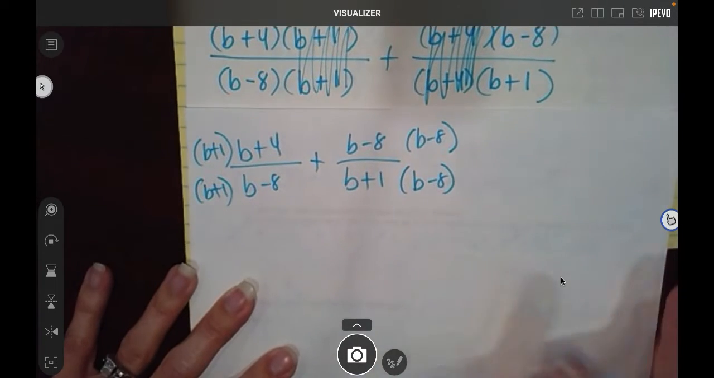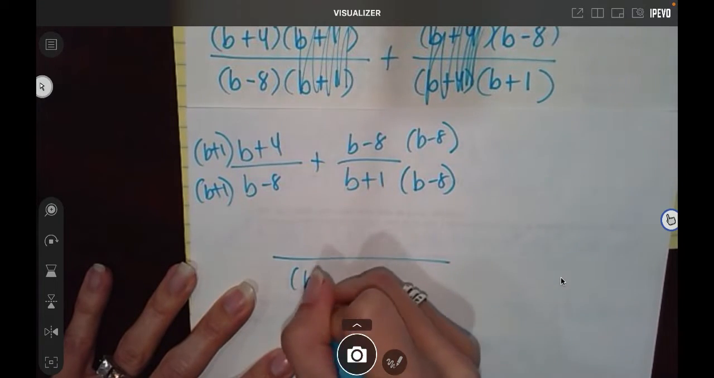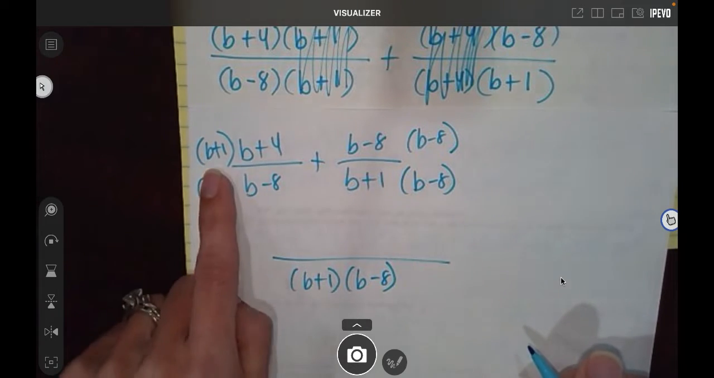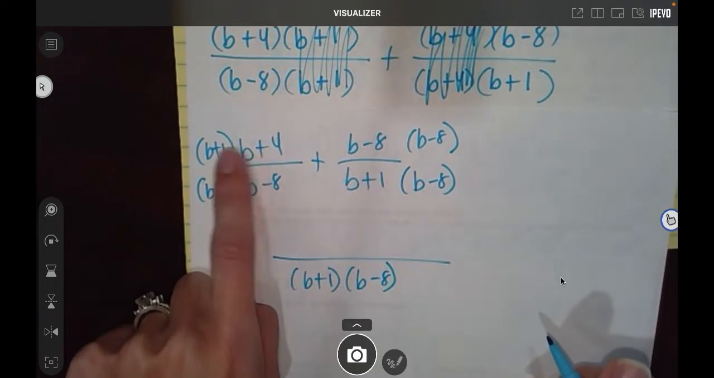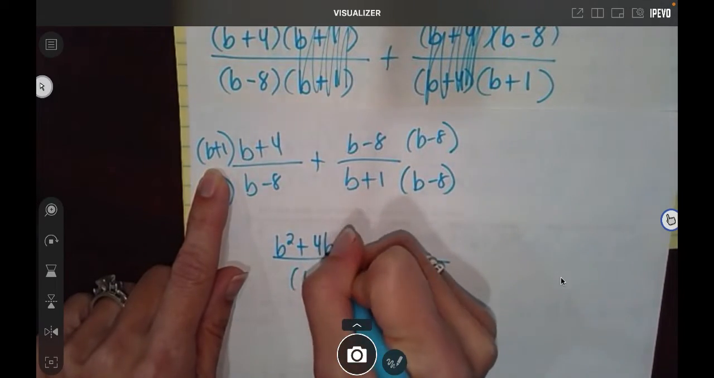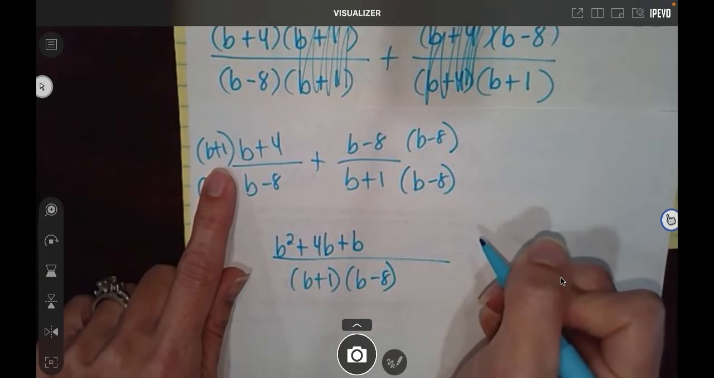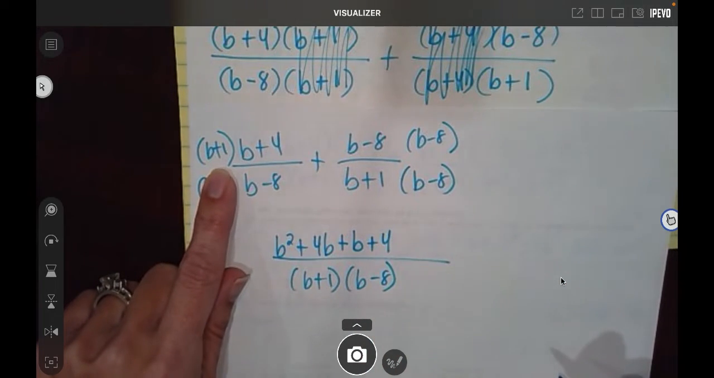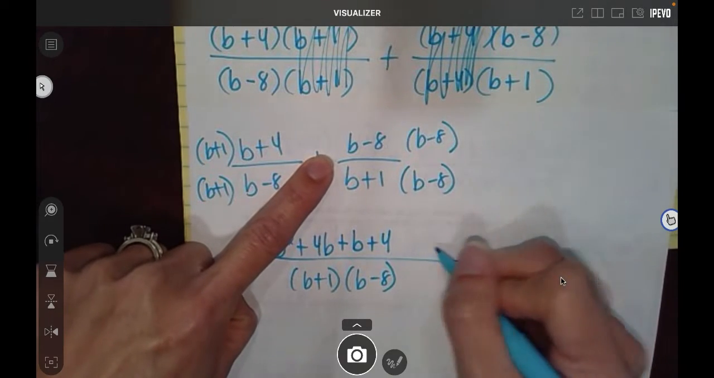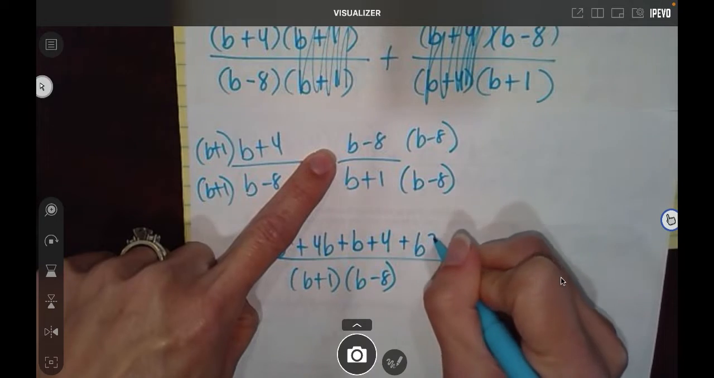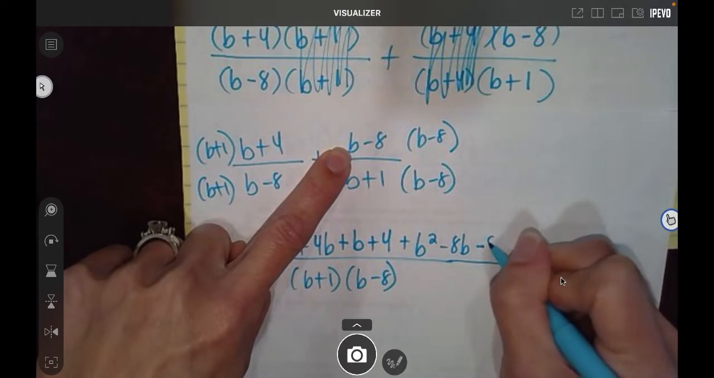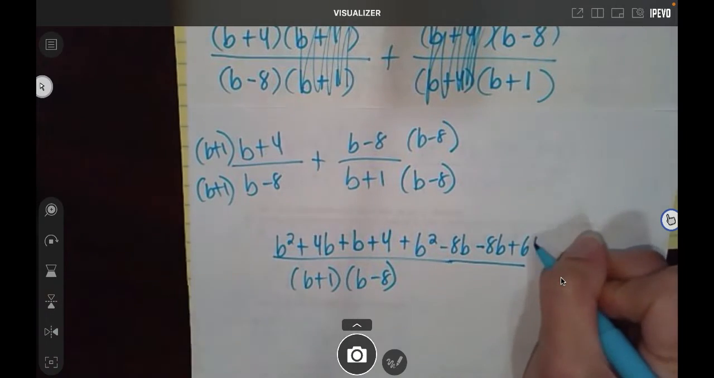Anyway, I did say that. b plus 1, b minus 8 is in the denominator. I'm going through it quick. Can I FOIL this real quick, y'all? b squared plus 4b plus 1b plus 4. B squared plus 5b plus 4. And then on this one, b squared, then minus 8b, negative 8b, and plus 64.